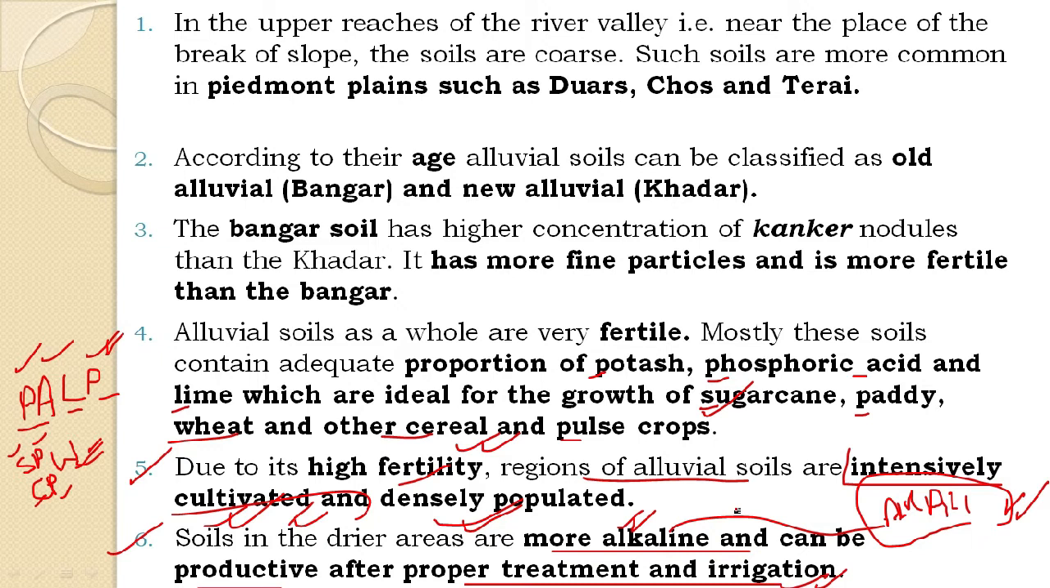Now once the soils get alkaline, they start losing their fertility. So a proper treatment of the soil is needed, and after proper treatment and irrigation, the soils can be used in drier areas as well. Basically, if we are trying to learn about alkalis, alkalis are the bases which are soluble in water.